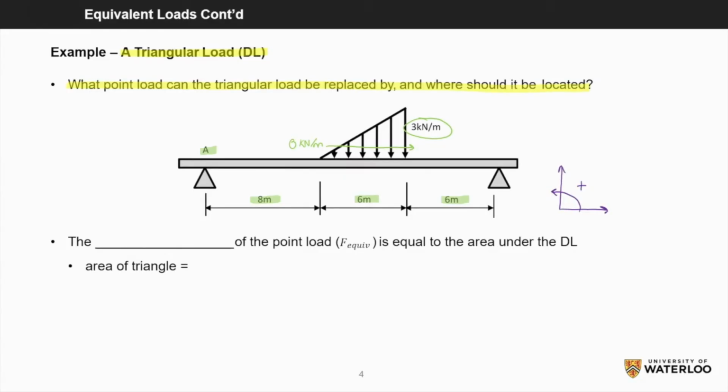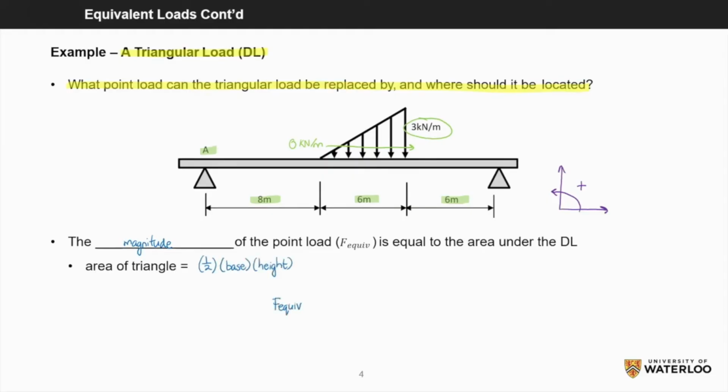For a triangular DL, the magnitude of the point load, which we will call F equiv, is equal to the total force, or area under the DL. Recall that the area of a triangle is 1/2 times base times height.